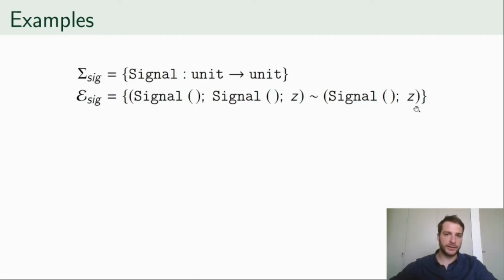Now, an example of a handler that fits the equation is one that returns true as soon as a signal occurs and false if the computation is evaluated without a single signal. And an example of a handler that does not respect the equation would be a handler that instead returns the number of signals received.